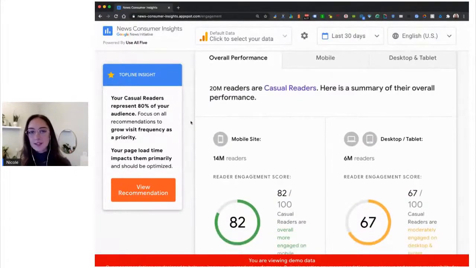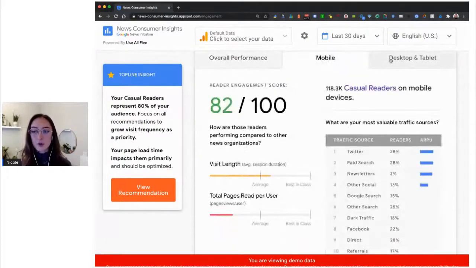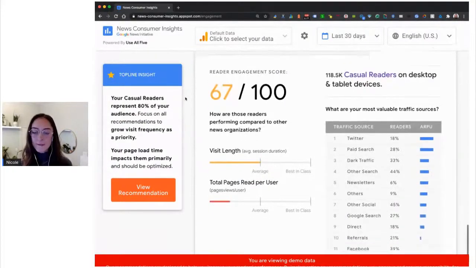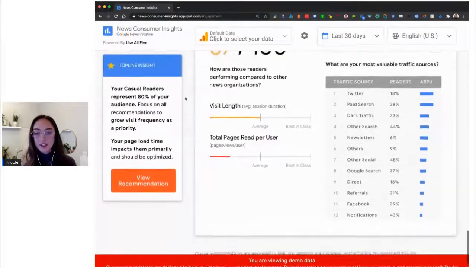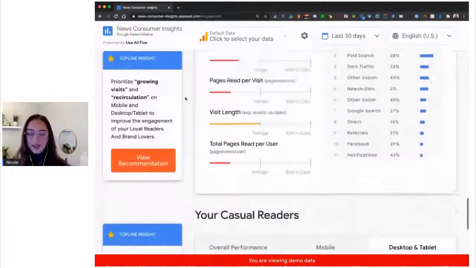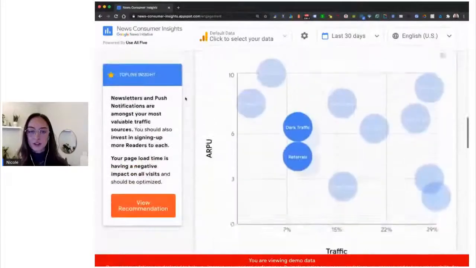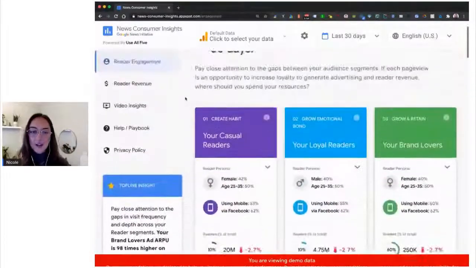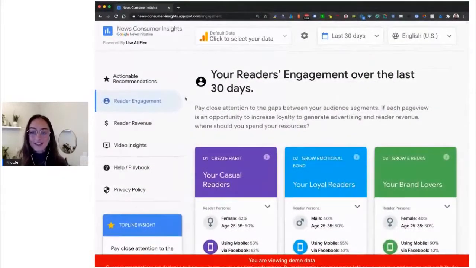As we continue down, this is the casual readers graph that I was mentioning. It's showing the exact same information as those loyal and brand lovers, breaking it down both into mobile and into desktop as well. And as we continue down here, that is the end of this page for your reader insights. What we're going to do now is pass it back to Val, and he's going to discuss reader revenue with you all.